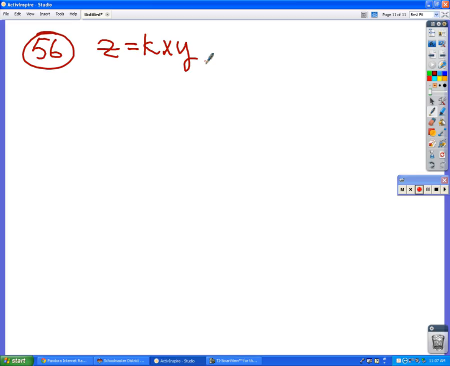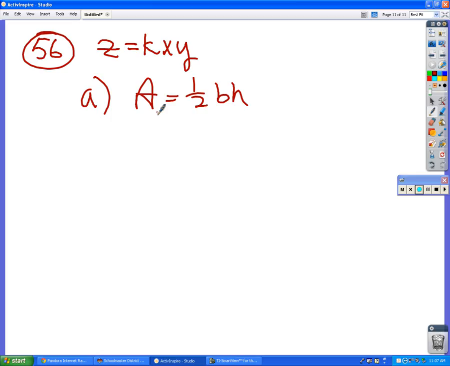Okay, so this is instead of y equals k times x, it's z equals k times x times y. So let's try some of these. It says the area of a triangle varies jointly with its base and height. What is the constant of variation? So somebody tell me the formula for the area of a triangle. 1/2 base times height.